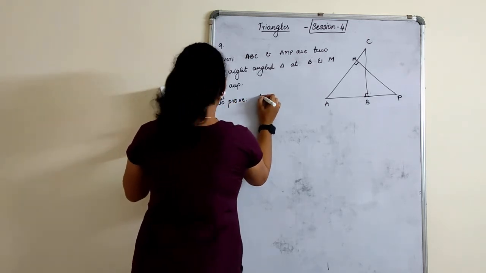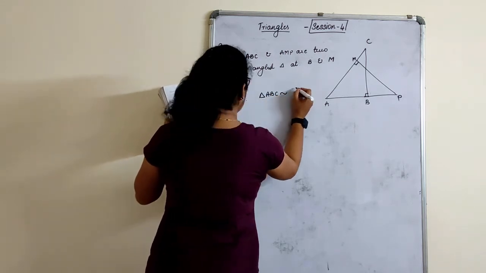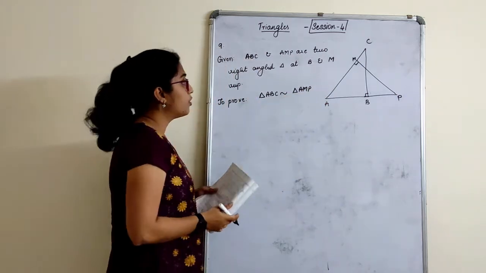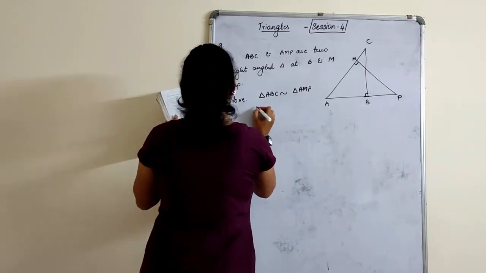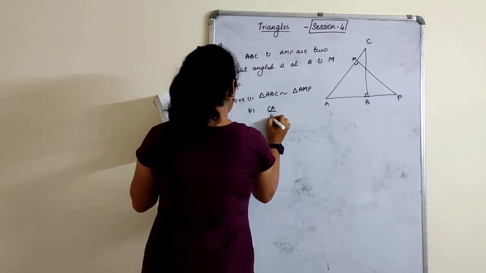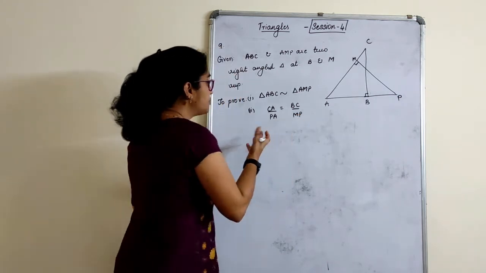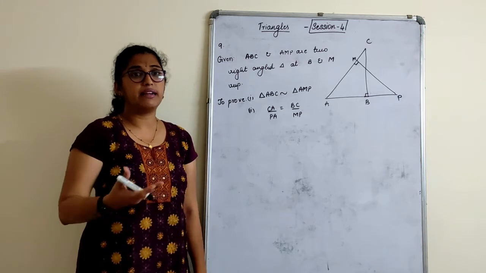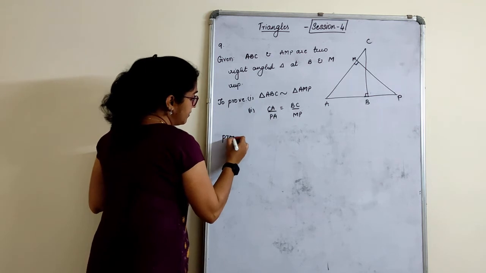Okay, next, directly they have given what to prove. So what we have to prove? Triangle ABC is similar to triangle AMP. The same given triangles, we have to prove that they are similar. Apart from that, we also need to prove that CA upon PA is equal to BC upon MB. Now, how do you prove the sides are proportional? Whenever we prove the triangles are similar, automatically we get that the sides are proportional. Let's start with the given triangles, what they have given.